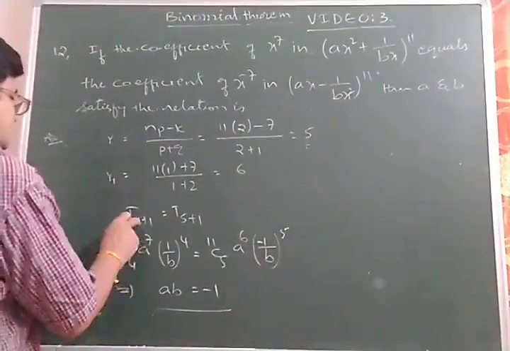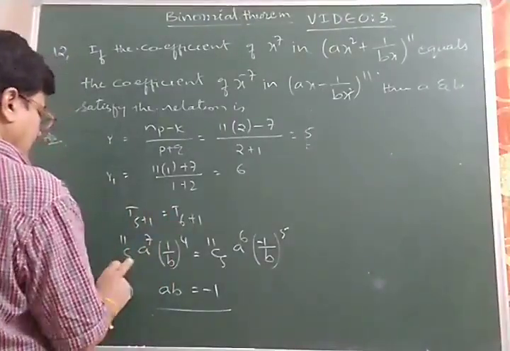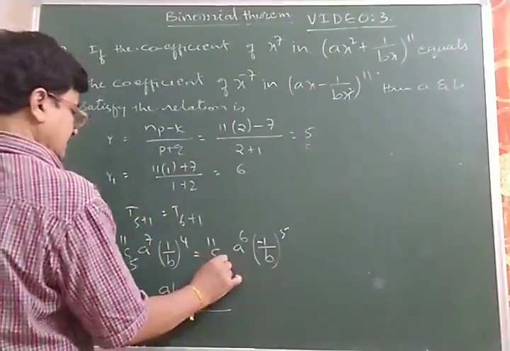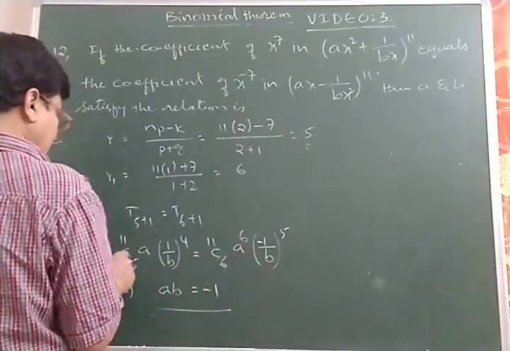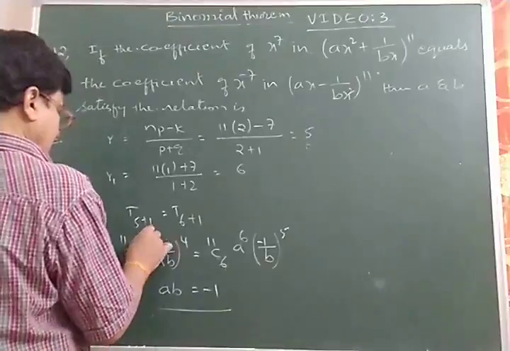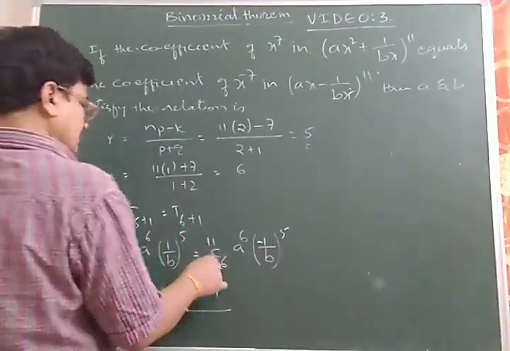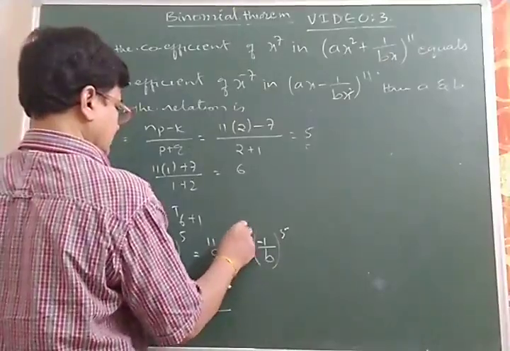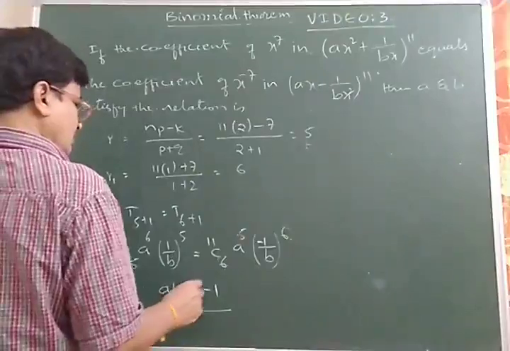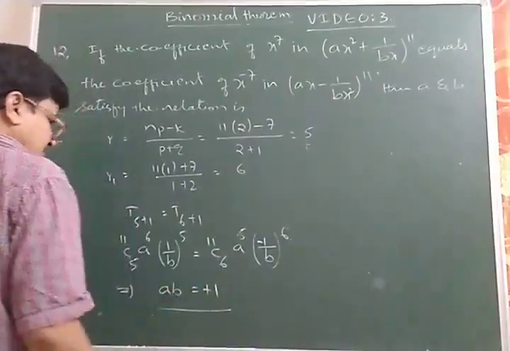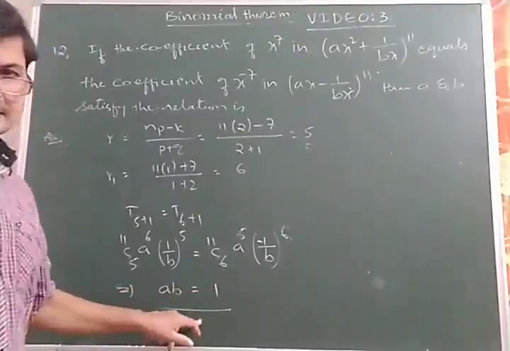Now this is 5, this is 6. 11 minus 5 means 6, or 5, whole power 6. Now a plus b is equal to 1. That is the answer.